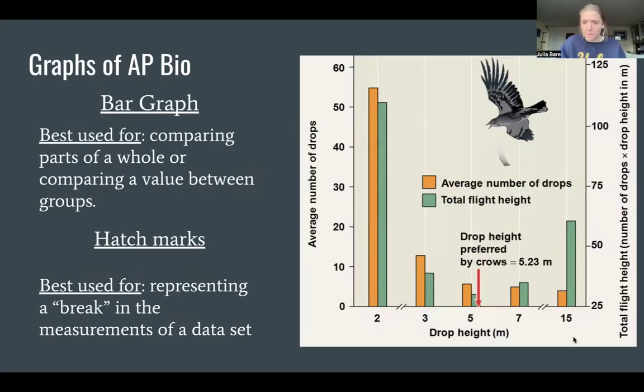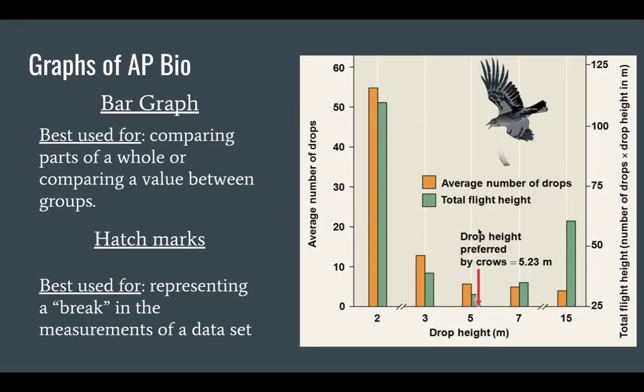So take a look at this graph. I'm going to minimize my video for a second. This graph shows the average number of drops that the birds are going to need versus the total flight height. Also, looking at the average number of drops versus the total flight height compared to the drop height. So there's a lot going on here. You have two different colors. You have two different axes on the y-axis. So there's a lot happening here.